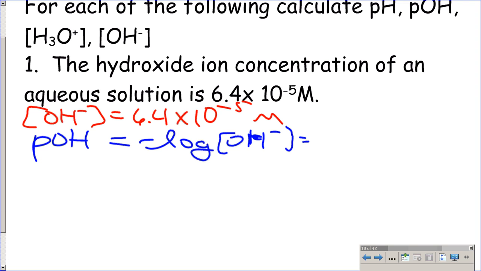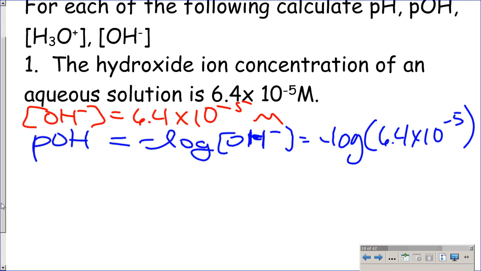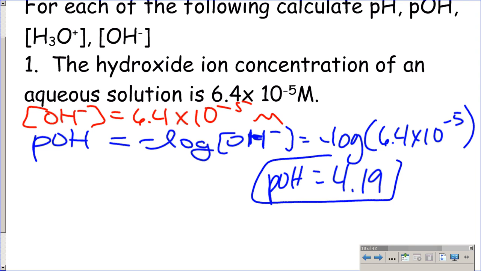Okay, so negative log of 6.4 times 10 to the negative 5th. I just gave my calculator away. Is it 4.6? 4.3? 4.1? 19? Okay, so pOH is 4.19. You probably want to label your answers because once you get a lot of work on your paper, it's sometimes hard to go back and figure out whether that was the pH or pOH, right?